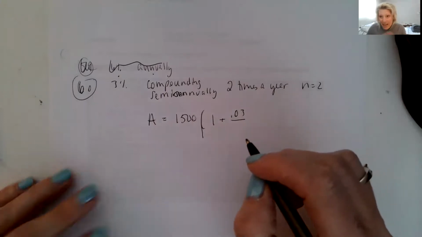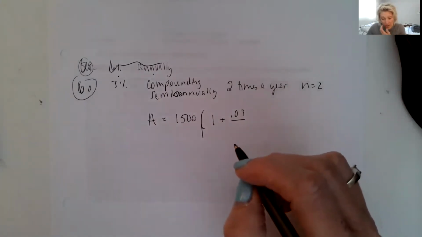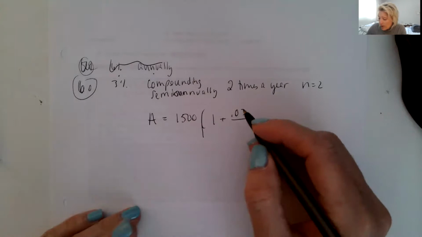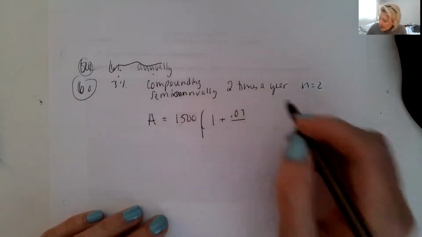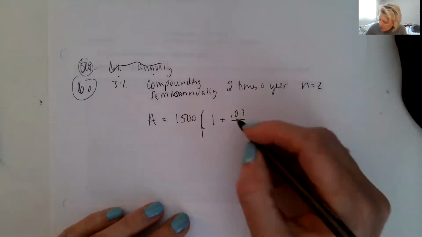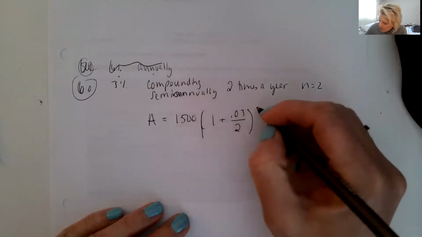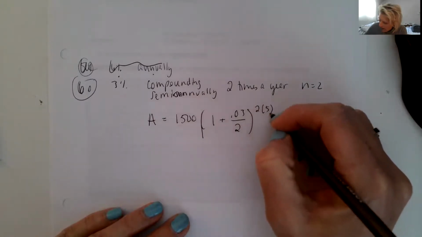So not as great of an interest rate, and we're not compounding every month. So this is definitely not going to be as much of a growth. We have half the interest rate, and we're only compounding 2 times a year. So 2 times 5.